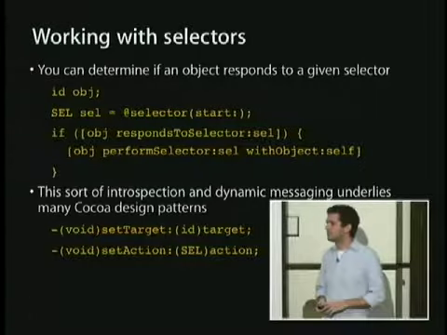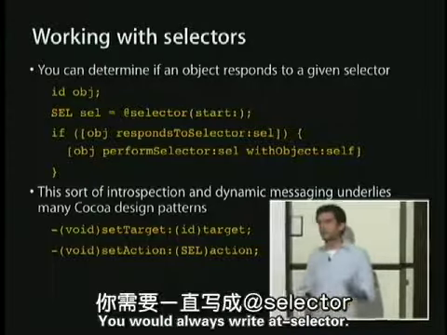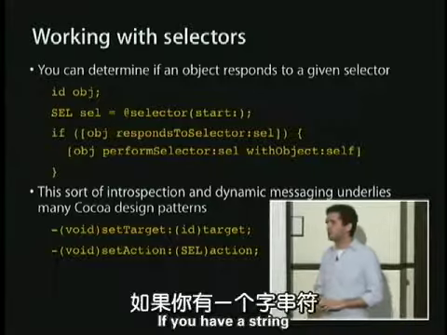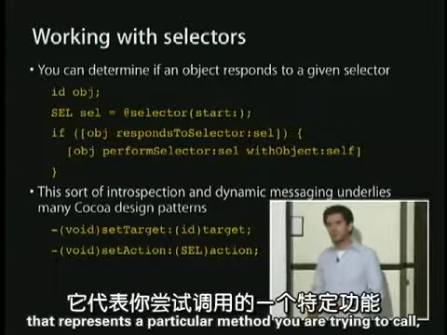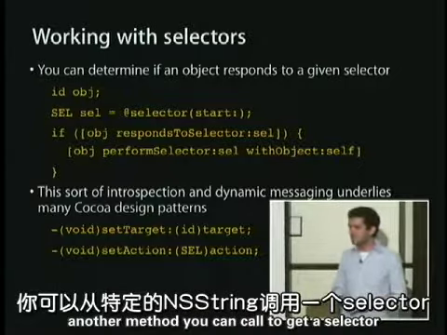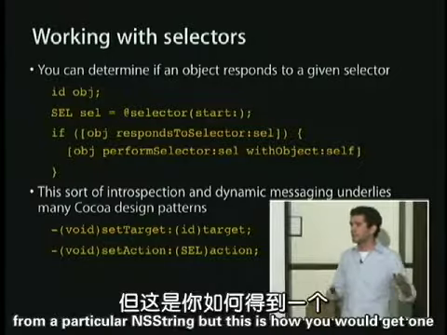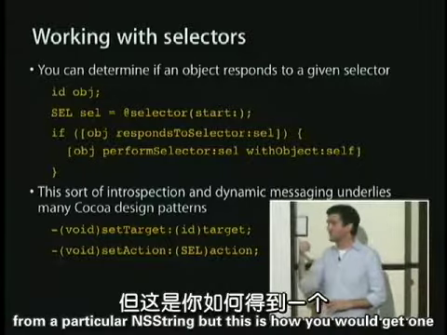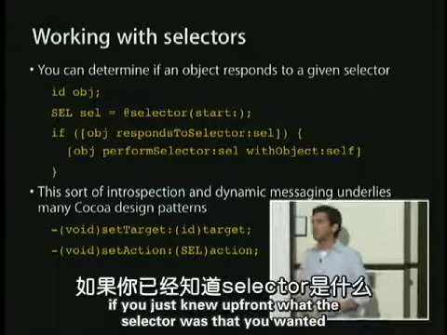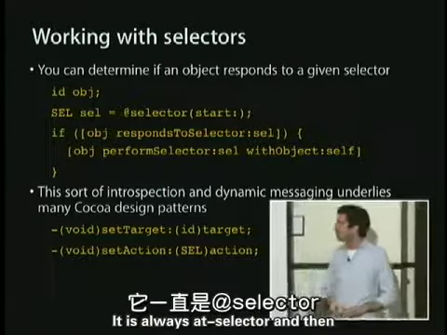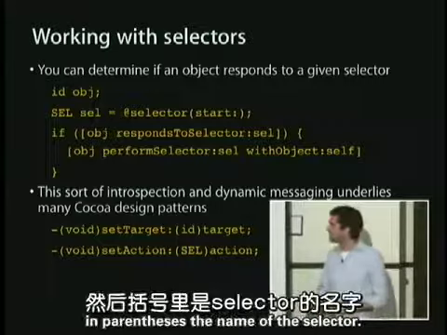So you never ever say just selector brackets? You would never actually say just selector. You'd always write @selector. There are other ways to get selectors as well. If you have a string that represents a particular method you're trying to call, there's another method you can call to get a selector from a particular NSString. But this is how you'd get one if you just knew up front what the selector was that you wanted and just had it in code and just wanted to write it as a constant. It's always @selector and then in parentheses the name of the selector.